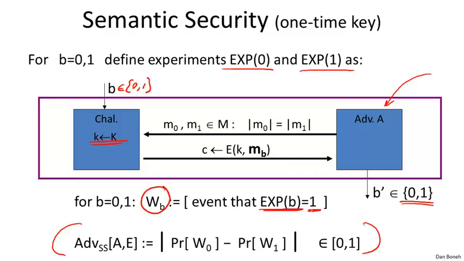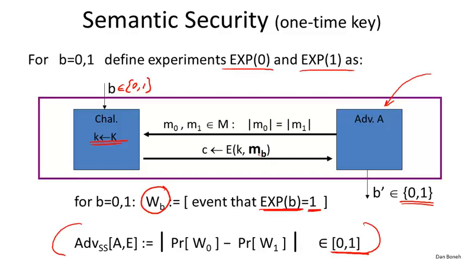Okay? So, to say this more formally, essentially the advantage, again, because it's a difference of two probabilities, is a number between 0 and 1. If the advantage is close to 0, that means that the adversary was not able to distinguish experiment 0 from experiment 1. However, if the advantage is close to 1, that means the adversary was very well able to distinguish experiment 0 from experiment 1, and that really means that he was able to distinguish an encryption of M0 from an encryption of M1. Okay, so that's our definition.